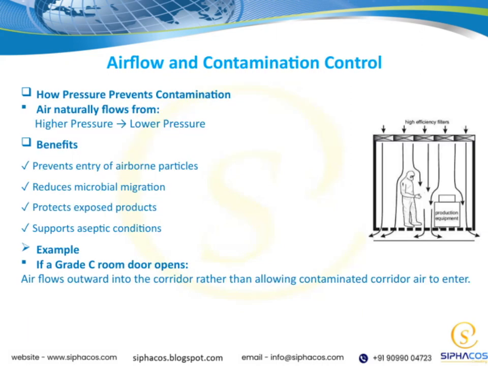Let's talk about airflow and contamination control and how pressure plays a crucial role. Air always moves from areas of higher pressure to lower pressure. This simple fact helps us keep contaminants out. By maintaining the right pressure differences, we prevent airborne particles from entering sensitive spaces, reduce the movement of microbes, and protect exposed products. For example, when a door to a grade C room opens, air flows outward into the corridor, stopping contaminated air from coming in. It's a smart, effective way to support aseptic conditions.